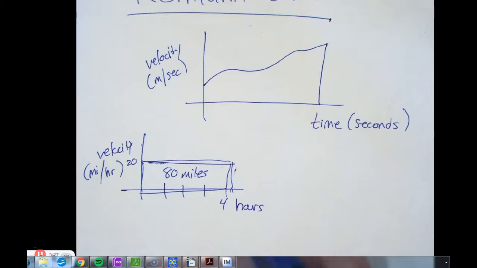Okay, so let's do an example. Let's say y equals x squared from 1 to 5. These are x values.